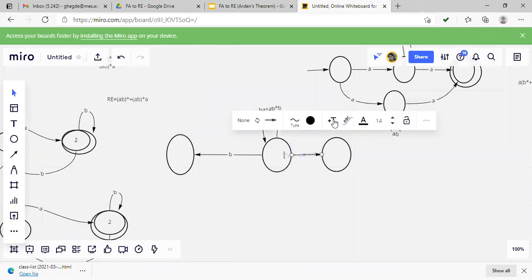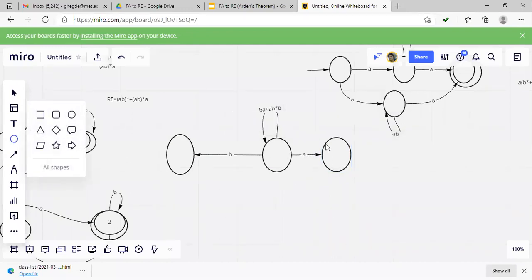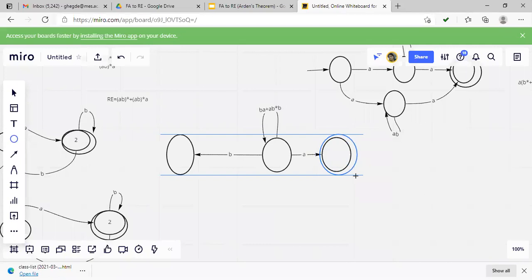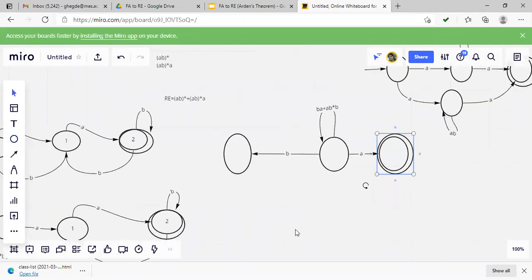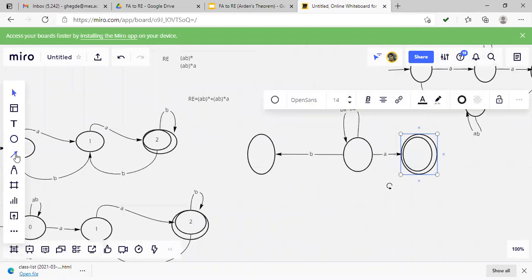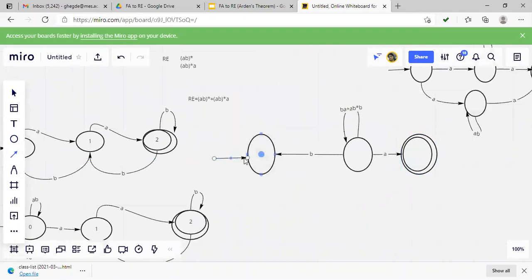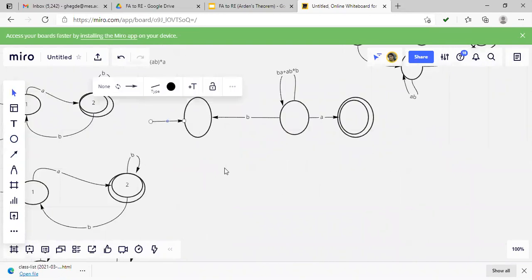So here what I'll have is A. And this is also my final state. Now you see, this is my start state. So what is the RE for this, students? You have even B star here, which I have not considered. We'll see it later. If you know this, then that is not required.